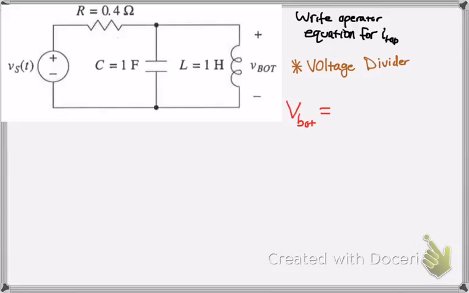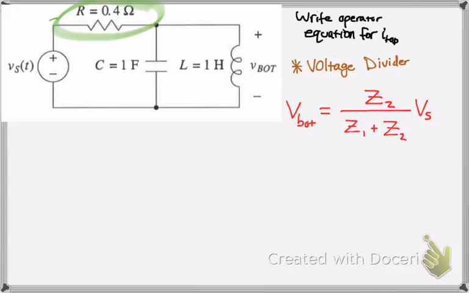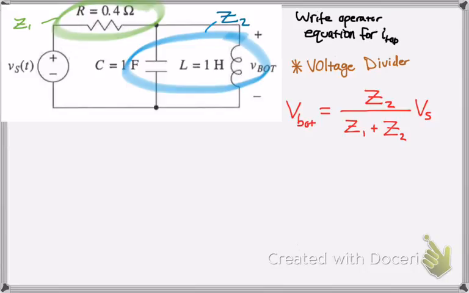For using a voltage divider, you simply take the component you want in the numerator, which we're going to define as Z2, over the sum of Z1 and Z2, times the voltage source. So that's the equation for using a voltage divider, very similar to when you learned it for the first time with simpler circuits. But let's define what Z1 and Z2 are. I failed to do that for you. So the green there is Z1, and the blue here, the combination of the capacitor and the inductor, is going to be defined as Z2.